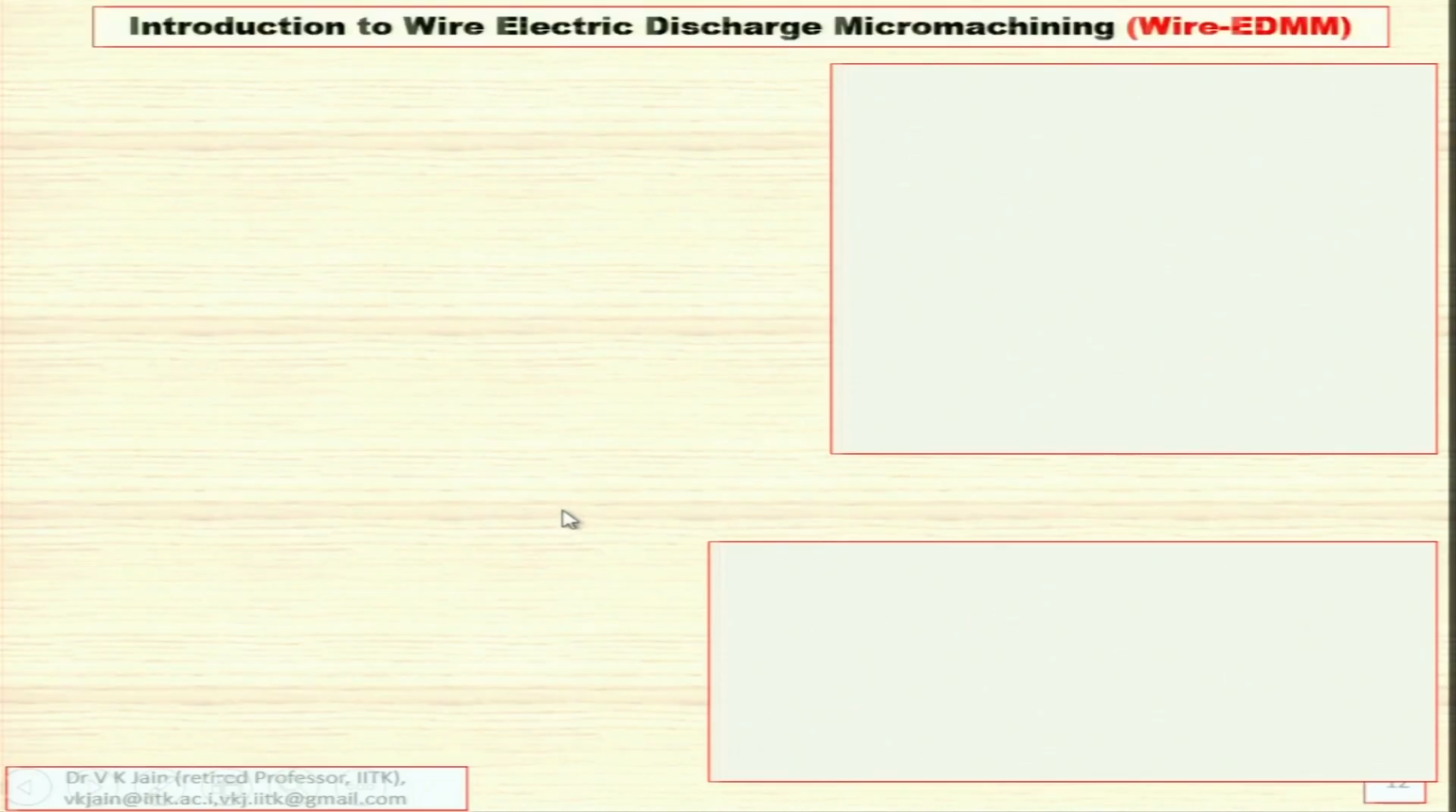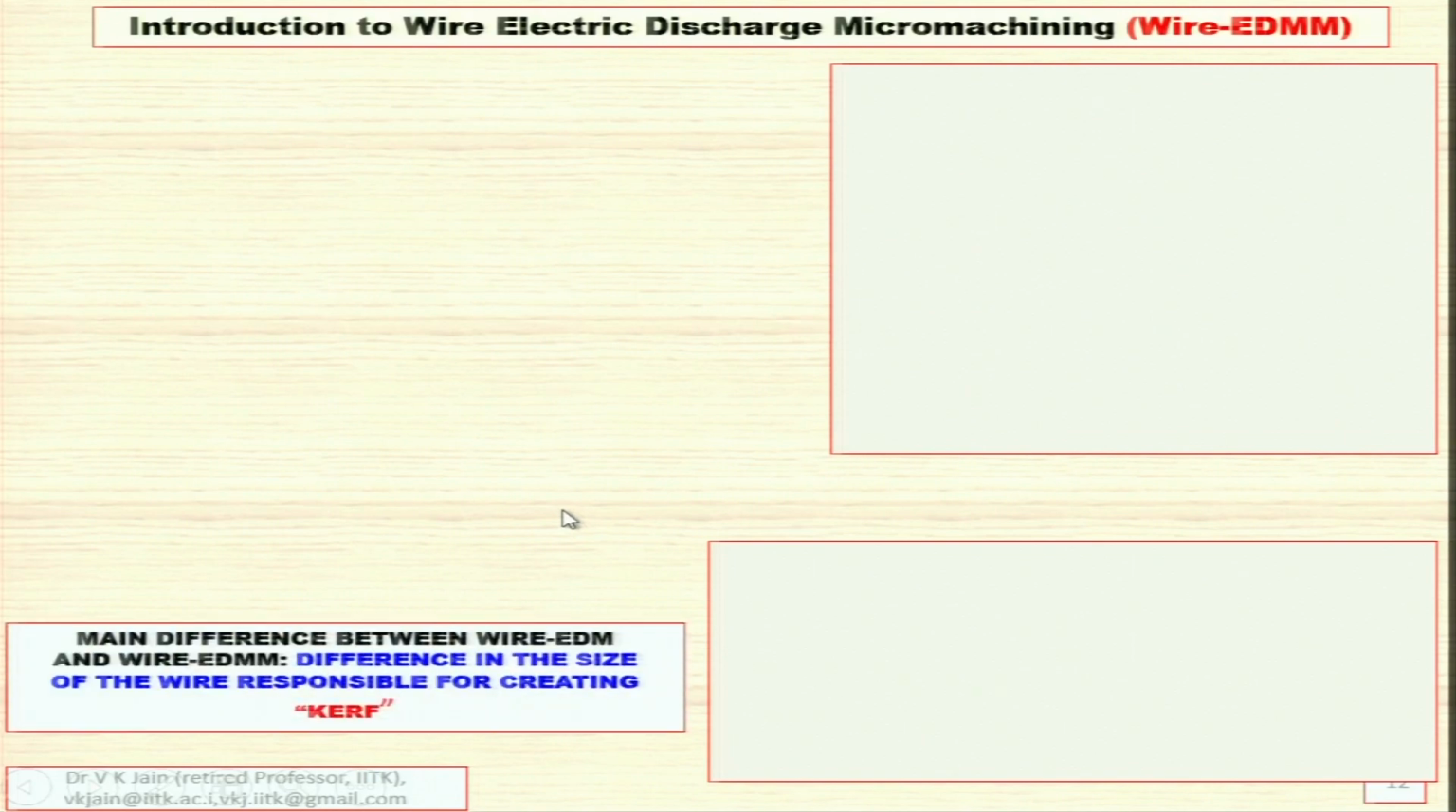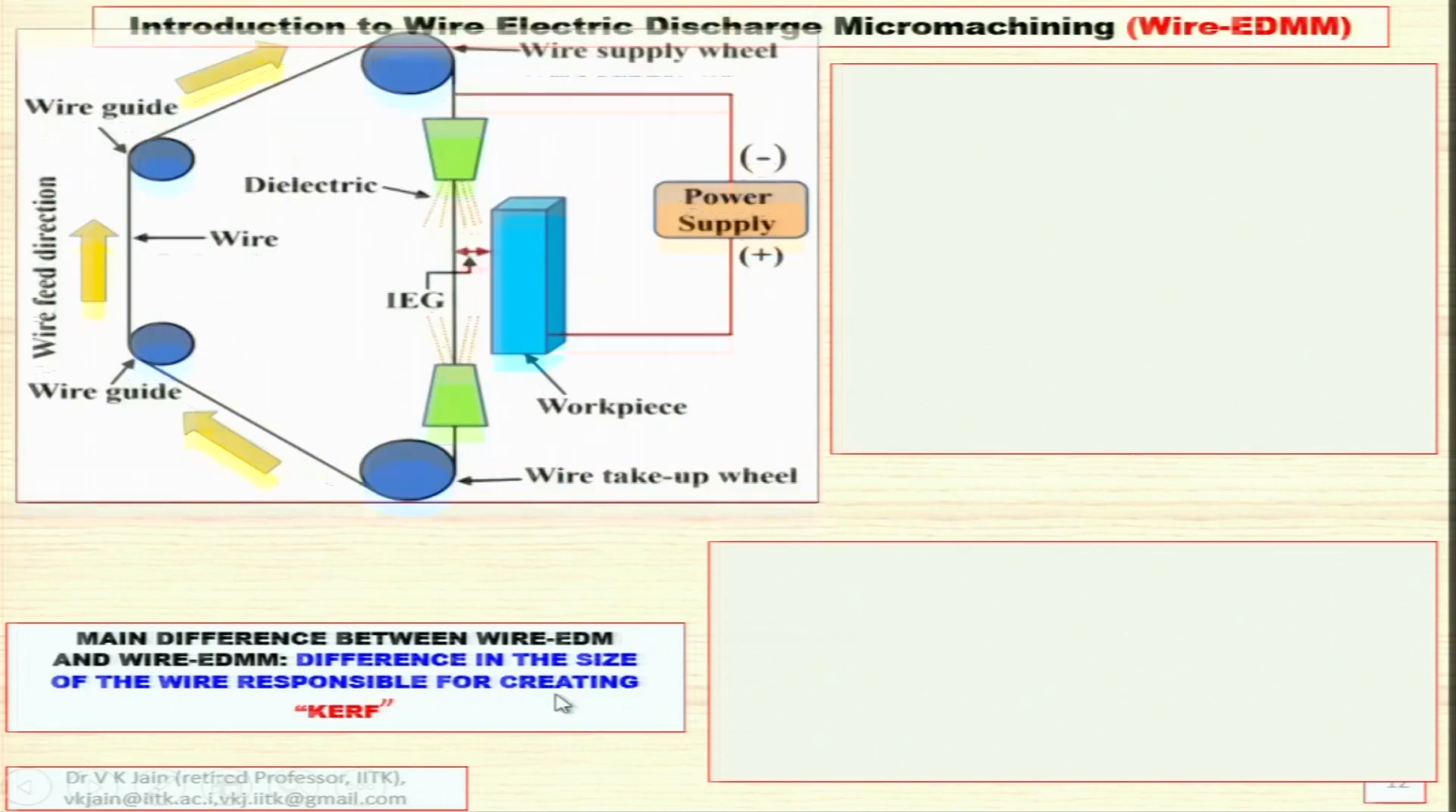Introduction to wire electric discharge micromachining. Main differences between wire EDM and wire EDMM. Difference in the size of the wire responsible for creating the kerf. I have already shown to you in the figure in the earlier slide what is the kerf. So difference in the size of the wire is responsible for creating the kerf.